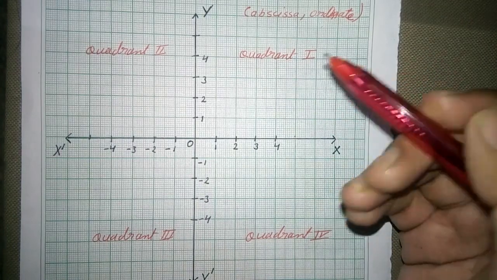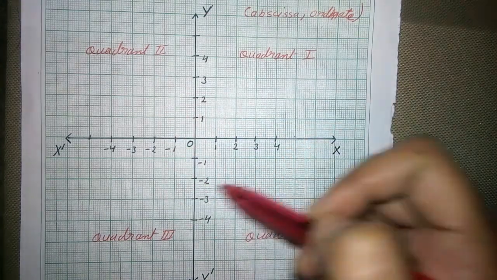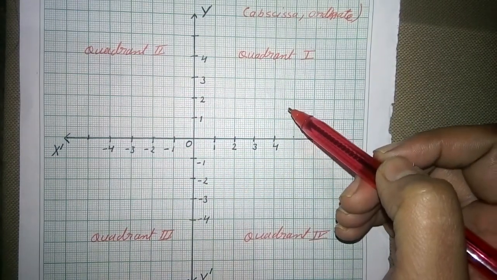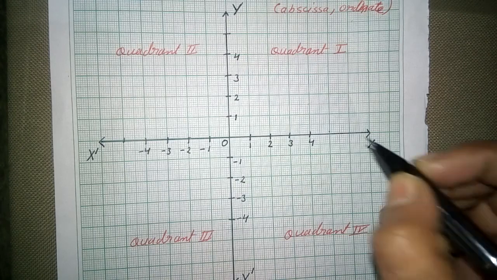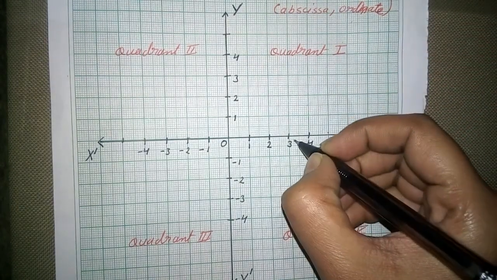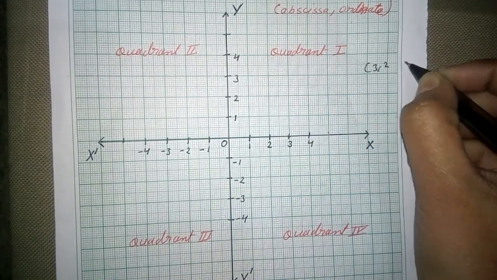Okay, let's see how to represent the points on these 4 quadrants. First point, for example, is 3 and 2.